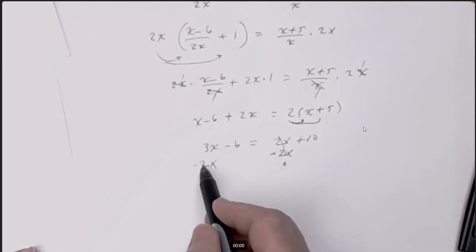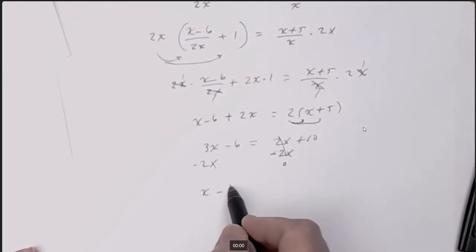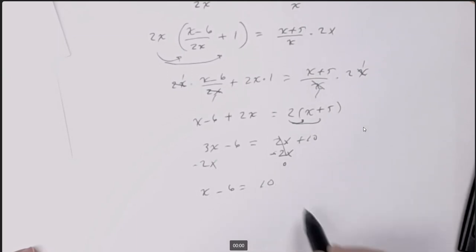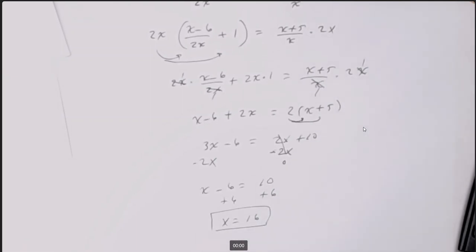To get x by itself, I'm going to add 6 to both sides. So I get x equals 16, and I'm done. There's your answer. So x is 16. All right, so that's that one. Now let's look at this one.